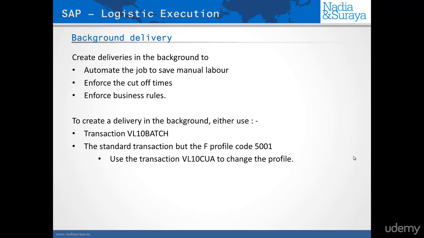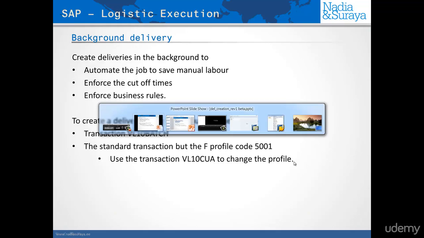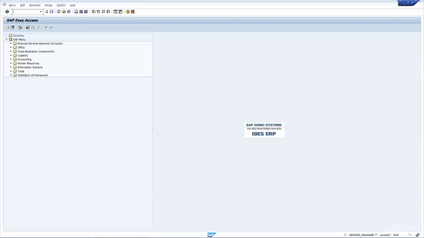In this video, we're going to have a look at why we use the transaction VL10 batch. We actually use this transaction to create the deliveries in the background. We'll also have a look at something called the F code, and we're going to use the F code 5001 to do it. Now, it's important because if we were to run it using VL10 A, B, and C in the background, you'll notice that the system actually doesn't create the deliveries. And let's have a look why.